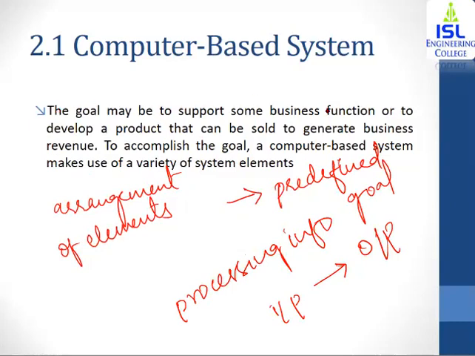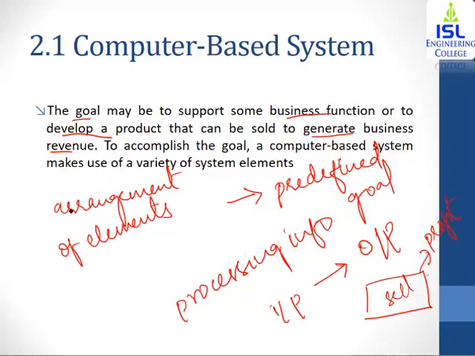Now, the goal is to support business functions. As we're focusing on software engineering, we are going to focus upon the development of different software. The responsibility of building this is under a specific organization or a specific business. So the goal of a computer-based system is to support the business function or to develop a product that can be sold to generate business or revenue. That is, when you have developed a particular software, it can be used for generating business. When you sell this particular software, you are going to get profit out of it.